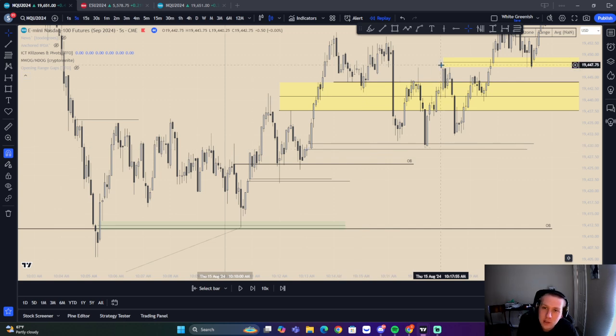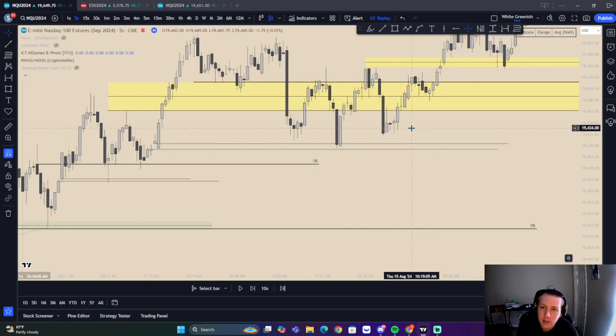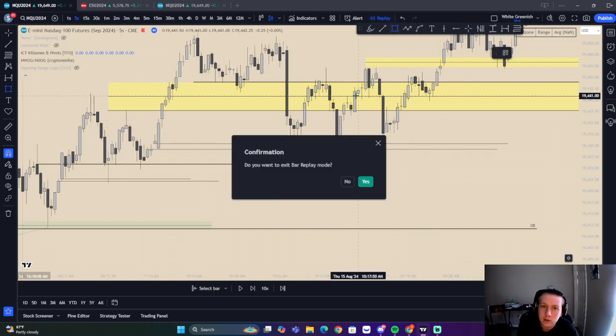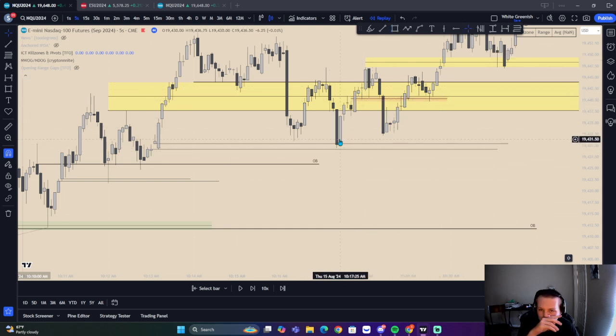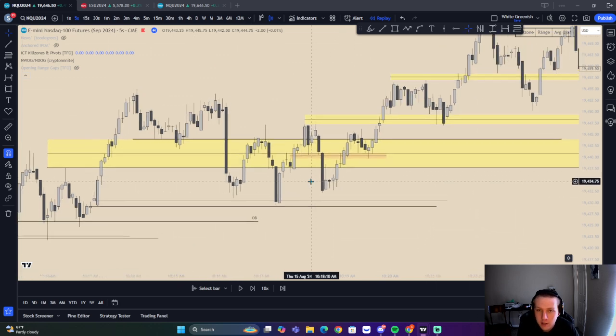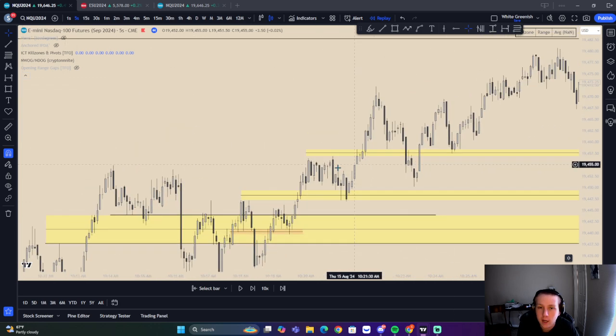Sell side taken, shift in market structure, fair value gap right there. This is a 2022 model. Yes, you have some heat. Where would your stop be? Where could a stop be? It could be at this rejection block right there. Come back higher, reprice higher.